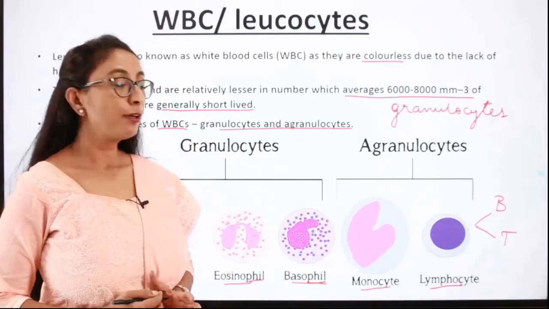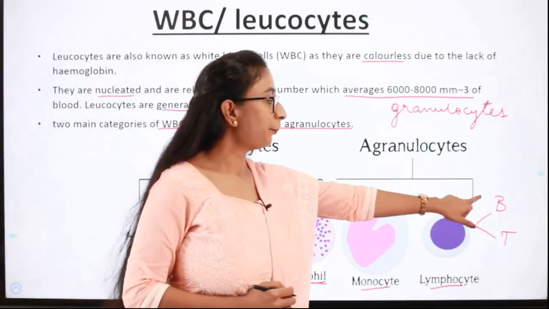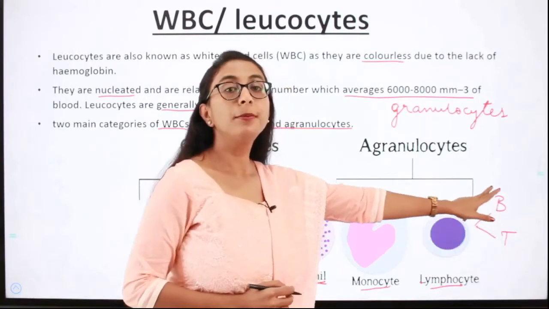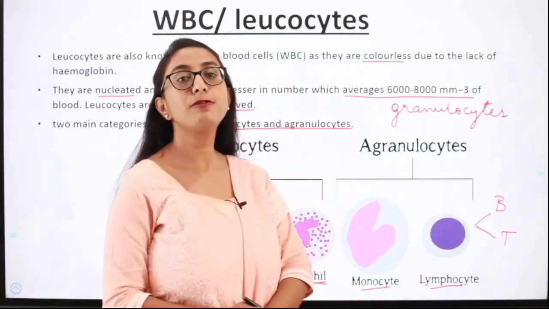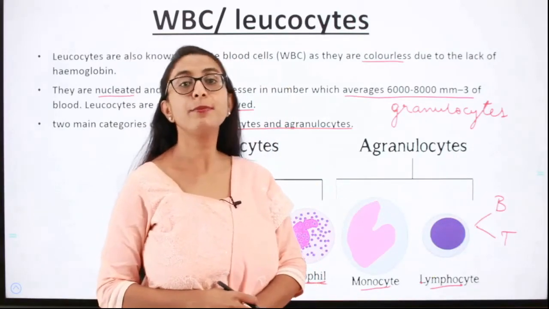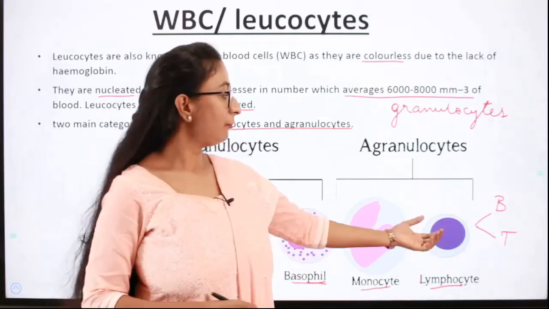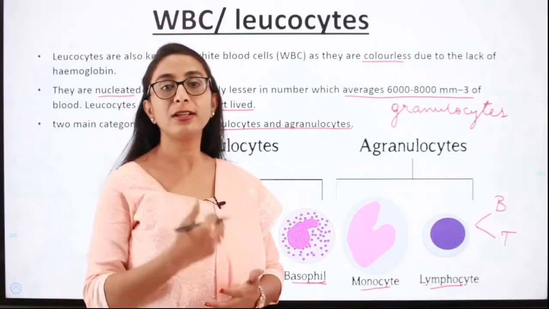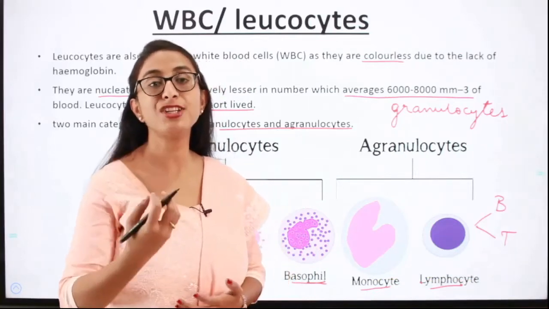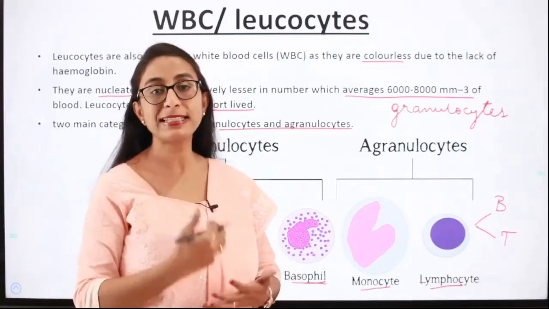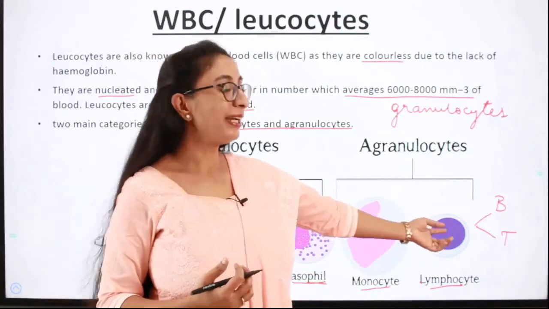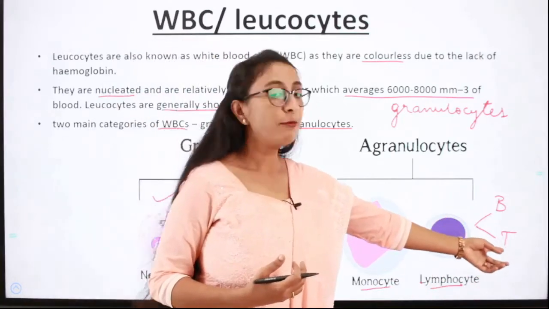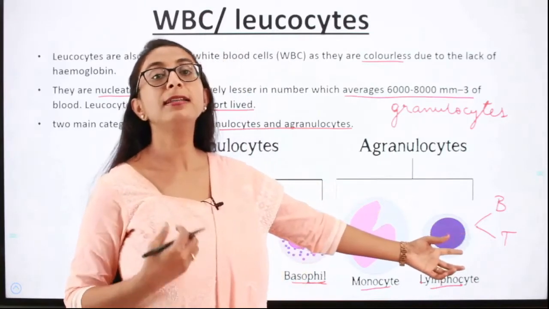We have two kinds of lymphocytes, that is the B lymphocyte and the T lymphocyte. The B lymphocytes are responsible for antibody mediated immune response. So it is the B lymphocytes which produce the antibodies whenever an antigen is invading a body or entering a body.